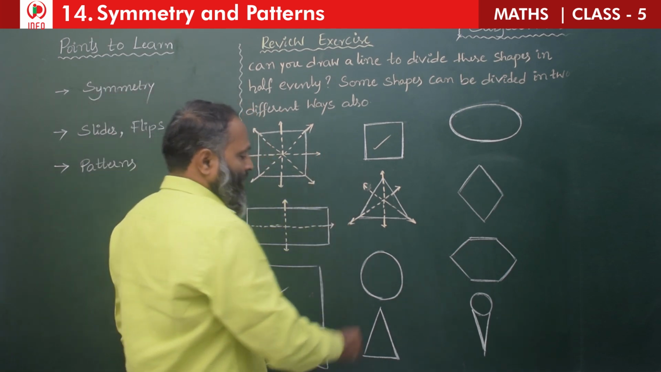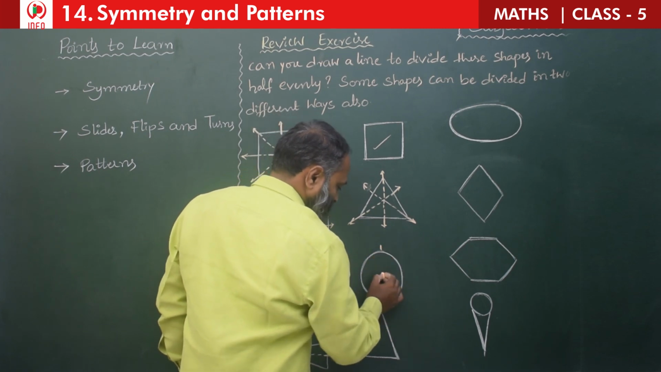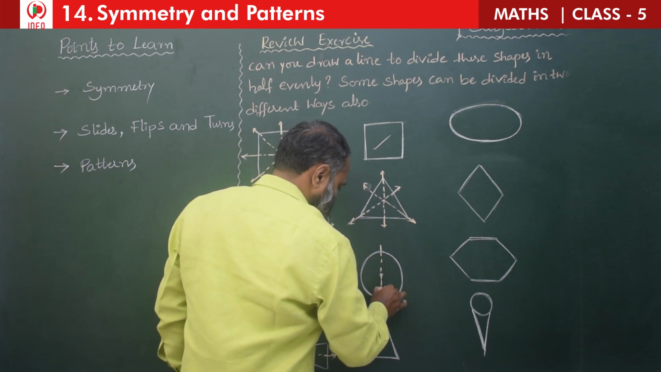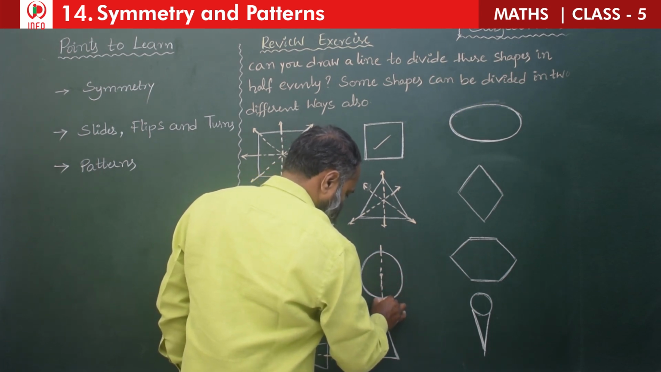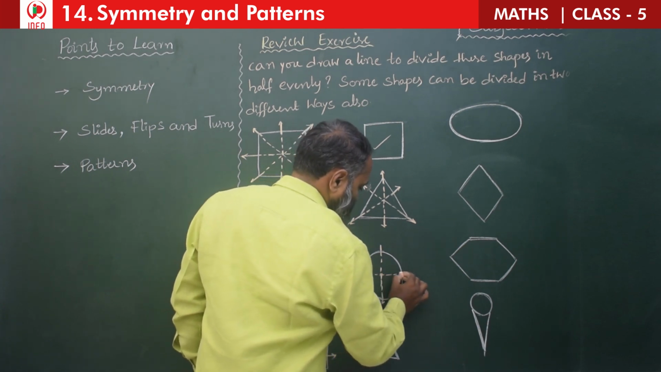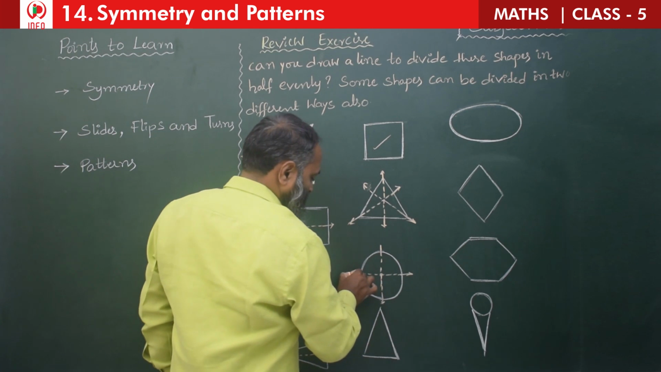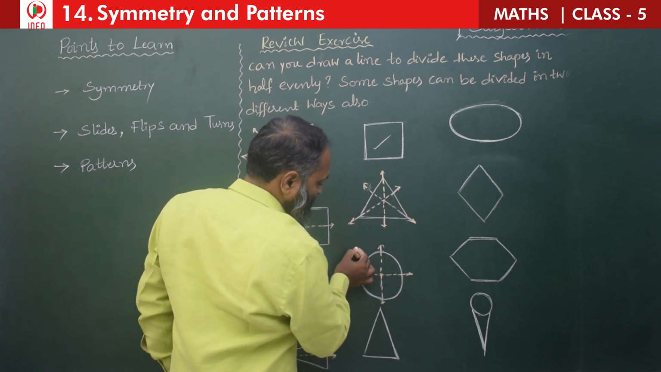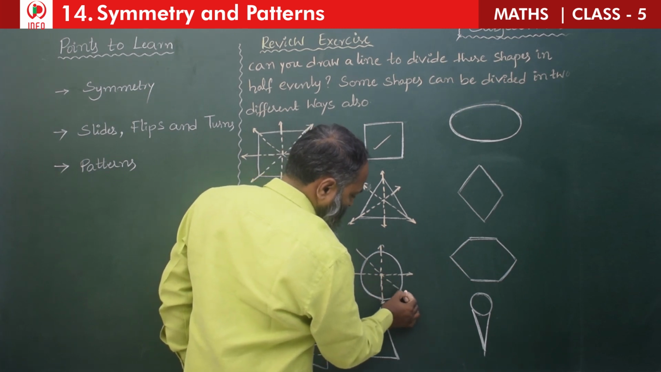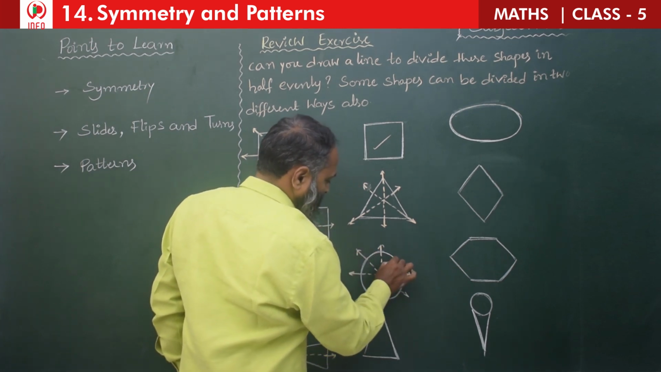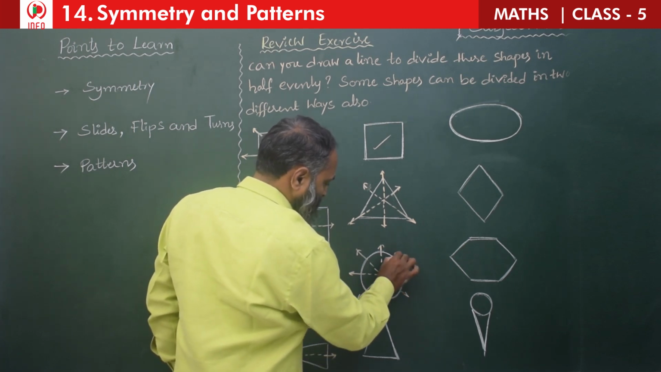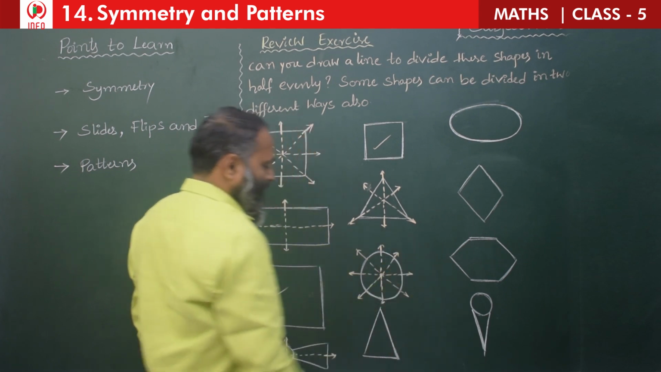So, now in the circle, if you draw lines which pass through the center of the circle, then they make 2 equal halves. Then how many such lines can we draw? We can draw infinite such lines. An unlimited number of lines we can draw from the center, which make the circle into 2 equal halves. So, infinite lines we can draw.